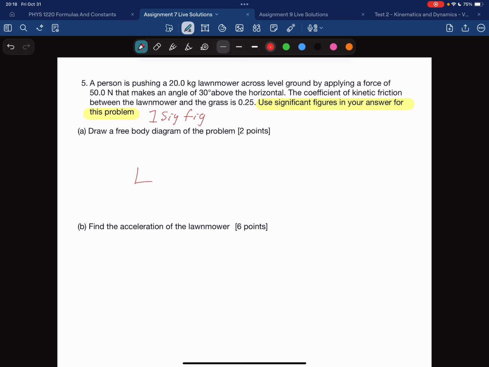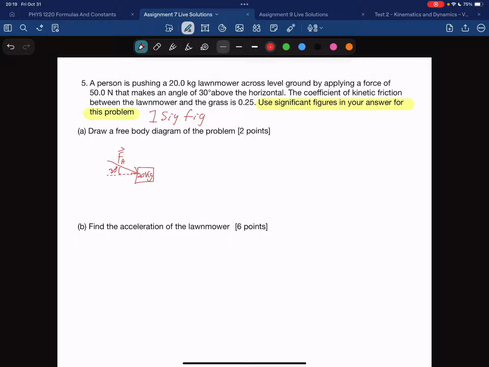2 points. So start with a box, trusty box. You did not have to do this part, but I do like writing the mass inside the box. I don't know why. I just like doing it. So I have an applied force acting above the horizontal at an angle of 30 degrees. And it has a magnitude of 50 newtons, but I don't need to write that for now.